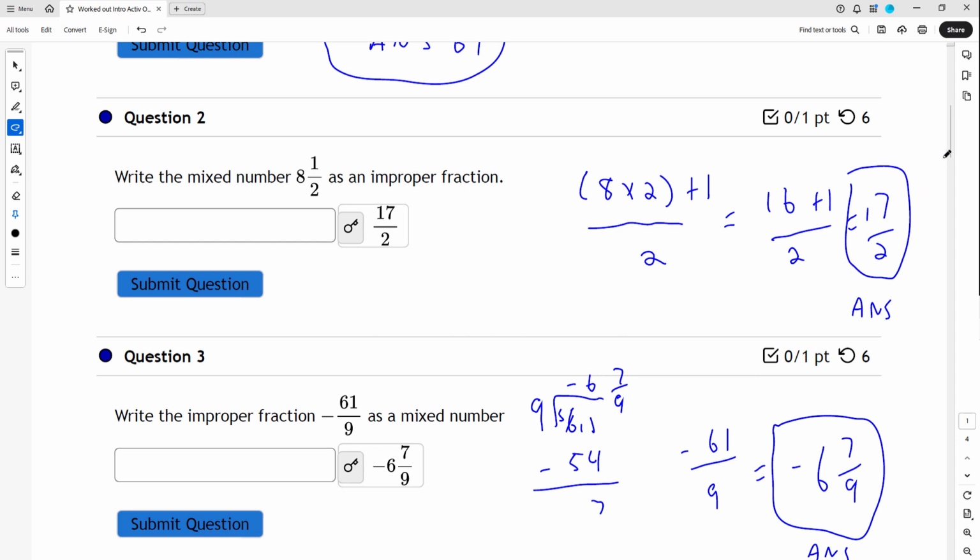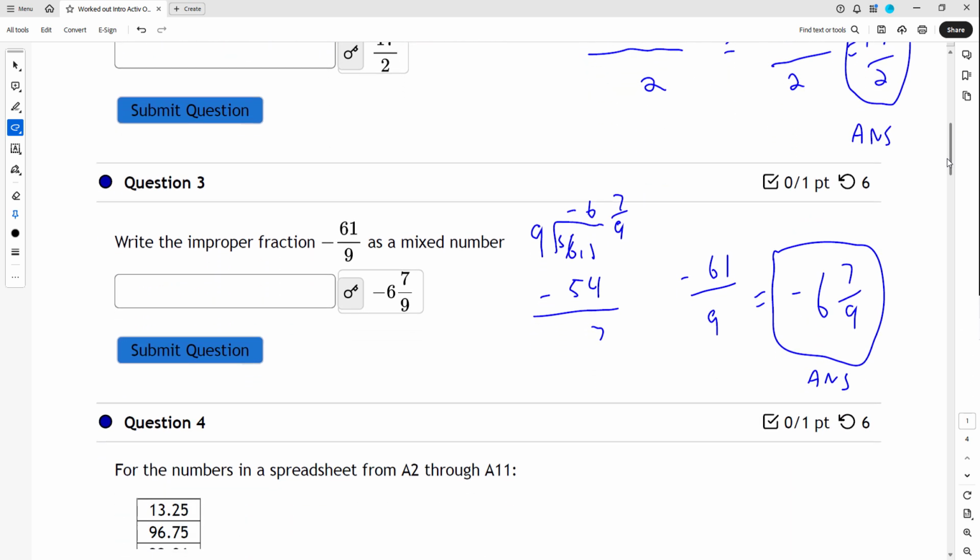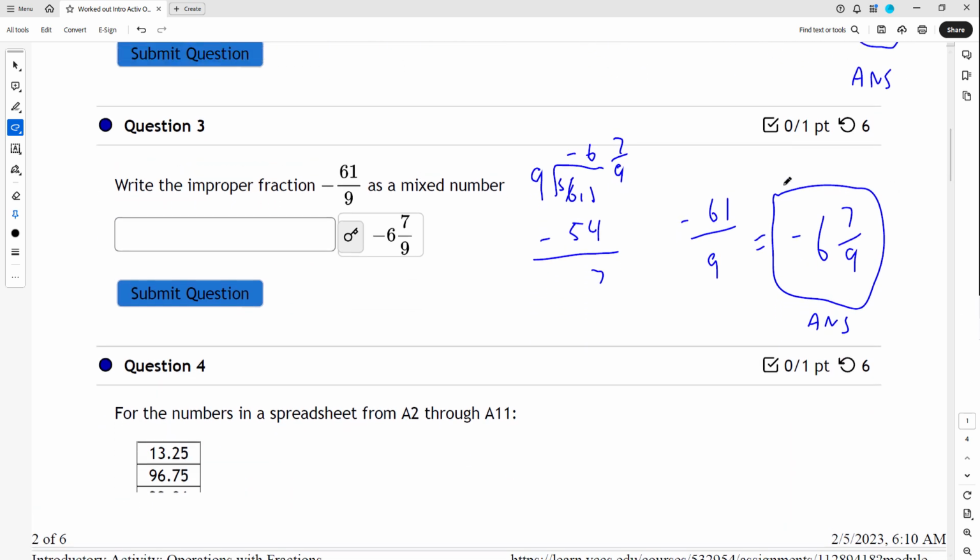The next one is question 3. Write the improper fraction negative 61/9 as a mixed number. So here I have a fraction I'm dividing, so I divide it out. 9 won't go into 6, but it'll go into 61 6 times. 6 times 9 is 54. And I subtract.